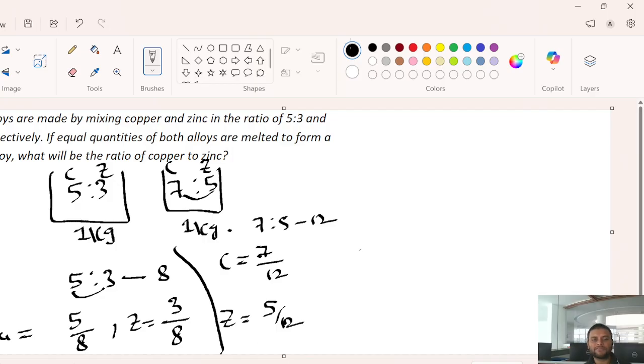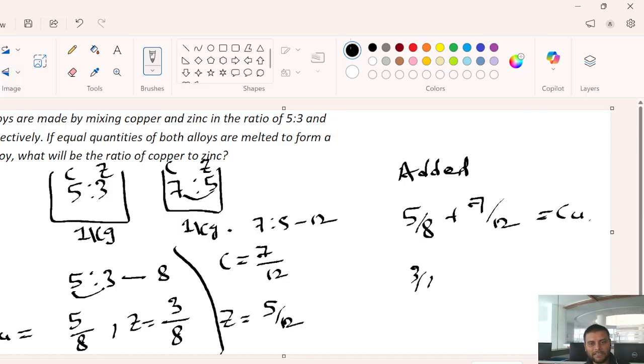Now the question says, when both of them with equal quantity are being added, which means 5 by 8 copper is added to copper in the second alloy, which is 7 by 12. This is about copper. And 3 by 8 zinc is added to 5 by 12 zinc in the second alloy. This is about zinc when both of them are added, guys. So we can further find it.